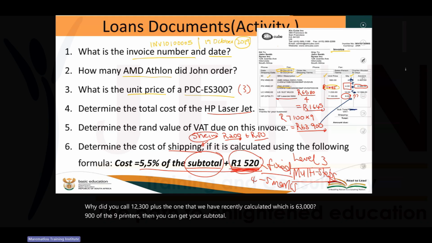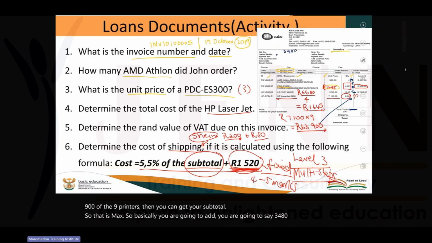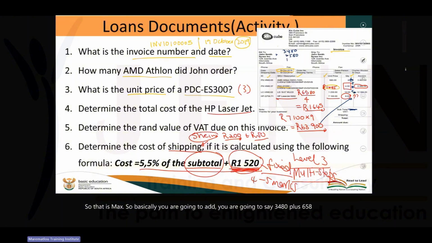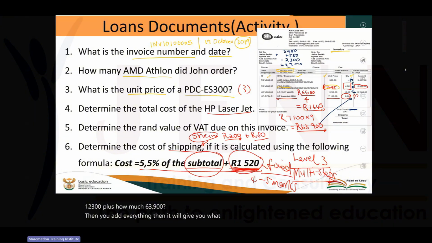So that is max. So basically, you are going to say 3,480 plus 6,580 plus 12,300 plus how much? 63,900. Then you add everything. Then it will give you what? Your subtotal. Let's quickly do it.